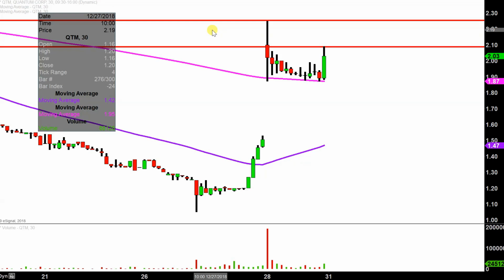All in all, though, look at the chart. Very nice movement today, good solid volume. It's just a question of can the bulls build upon this momentum next week?